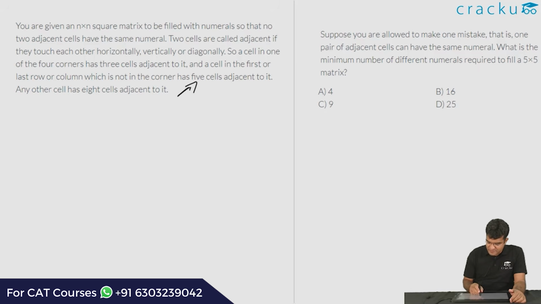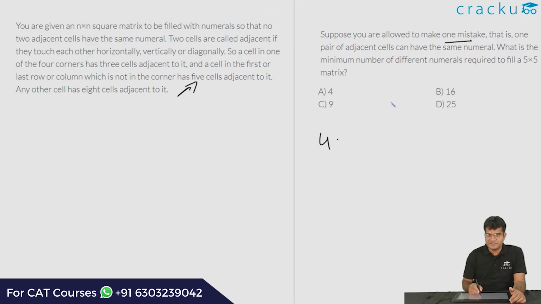What is the minimum number of different numerals required to fill a 5 cross 5 matrix? Now here you should understand that in the earlier question we were able to fill a 5 cross 5 matrix using 4 different numerals. Now here they are giving us some sort of a leeway. They are saying you can commit one mistake. Now will you be able to use a lesser number of numerals?